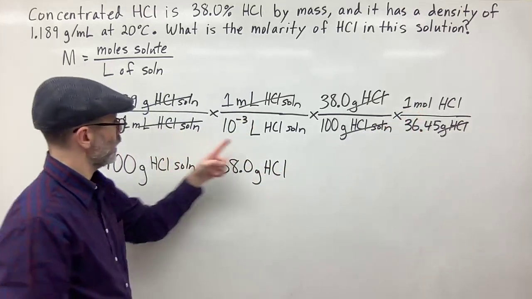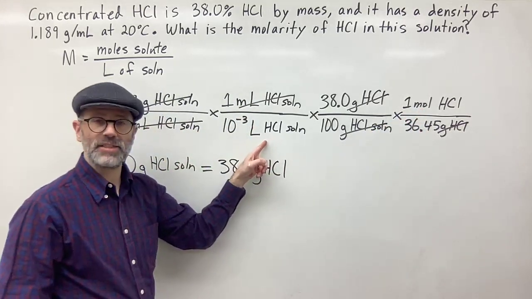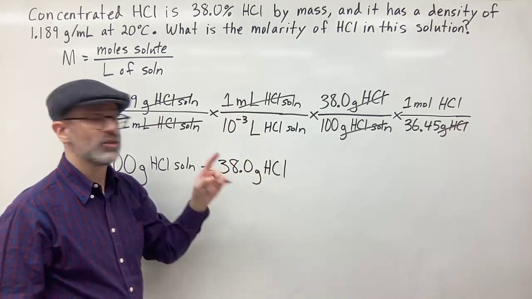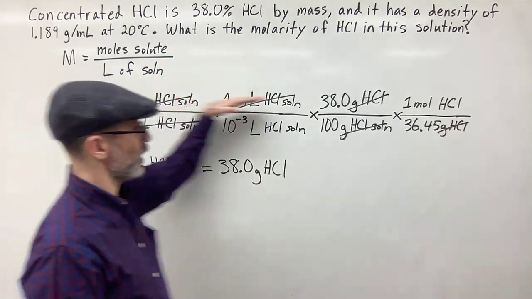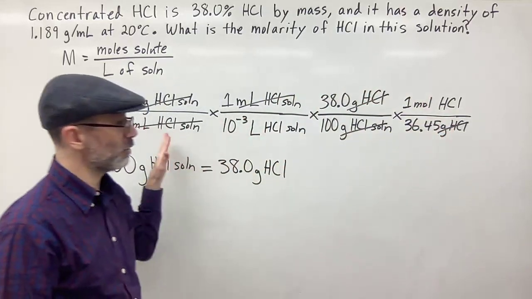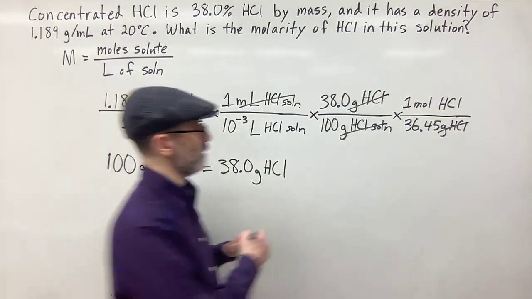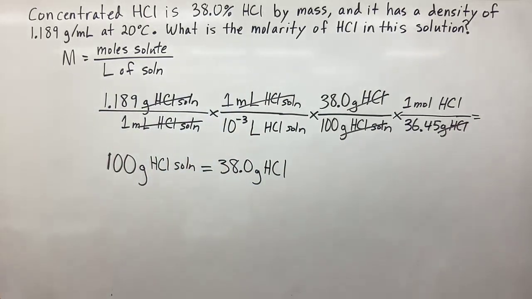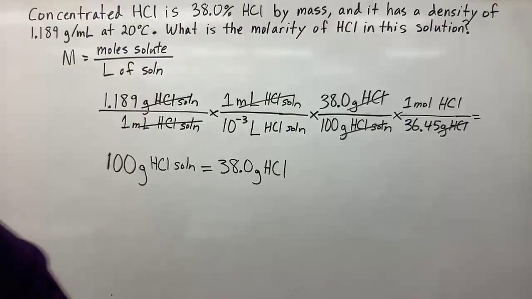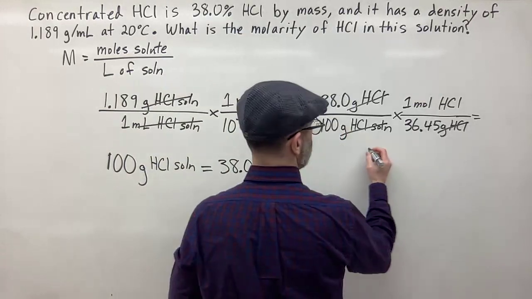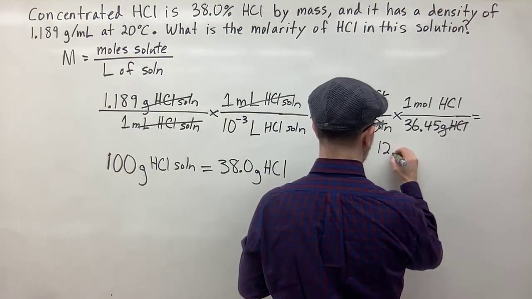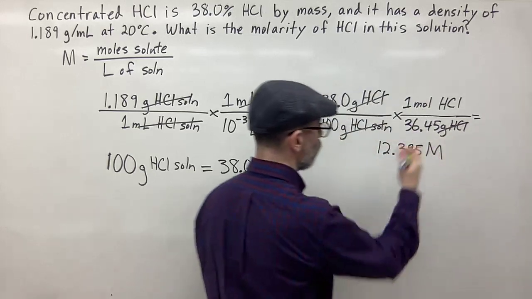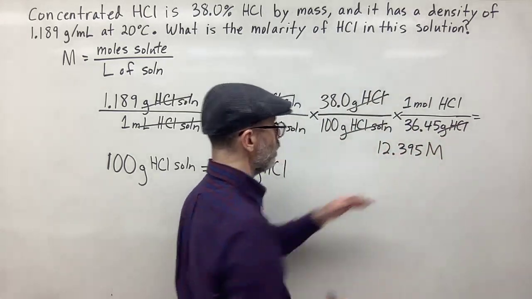I have liters of the HCl solution on the bottom. I now have molarity. So now all I need to do is multiply across the top, divide by the bottom, and I'll get molarity. And when I do that, I get 12.395 molar, or moles per liter.